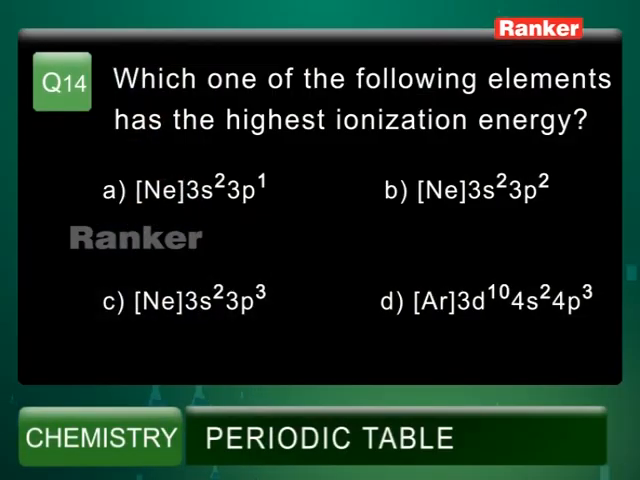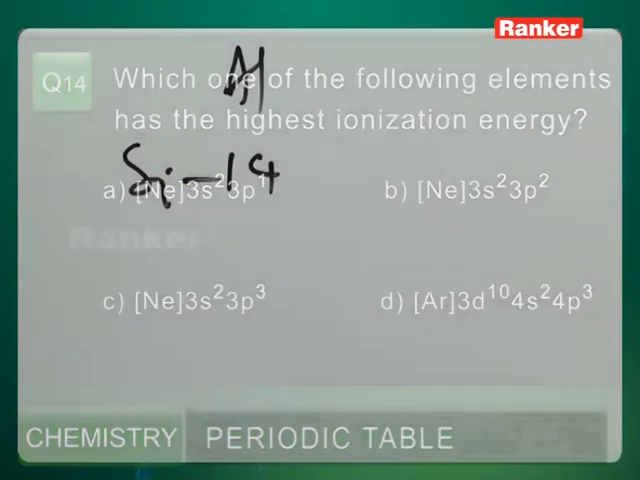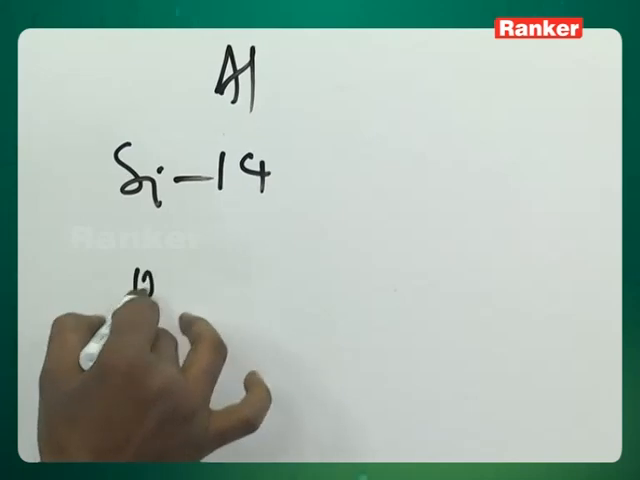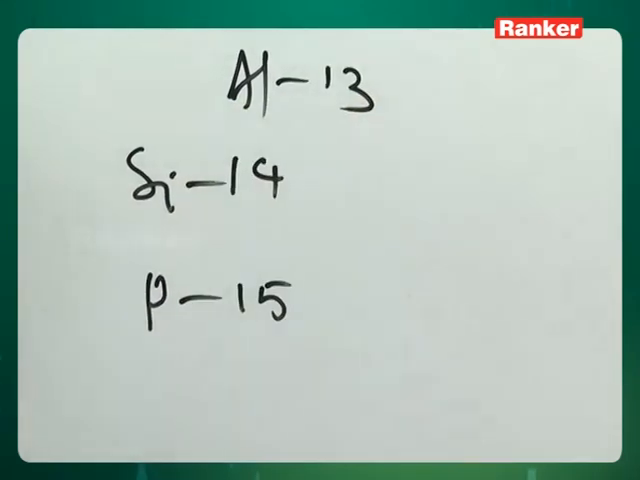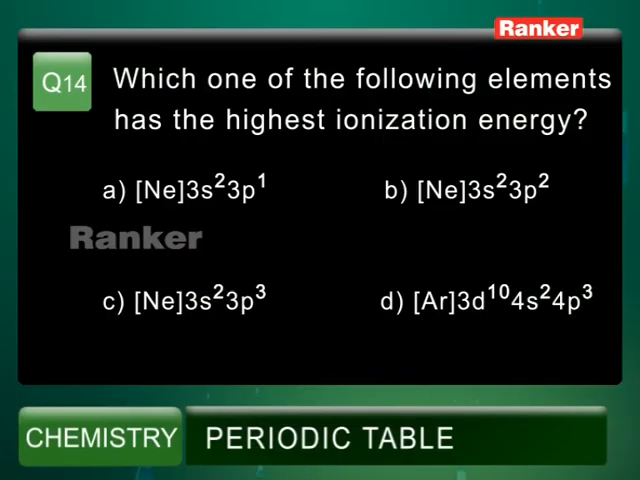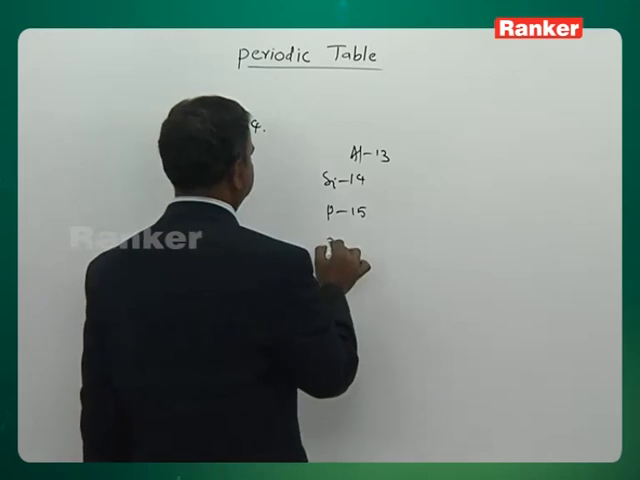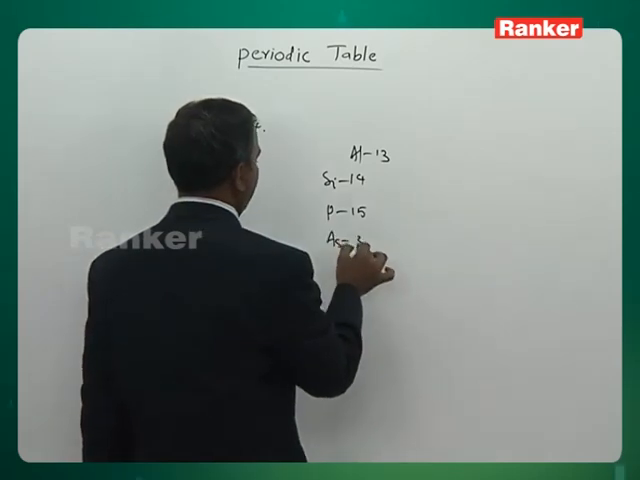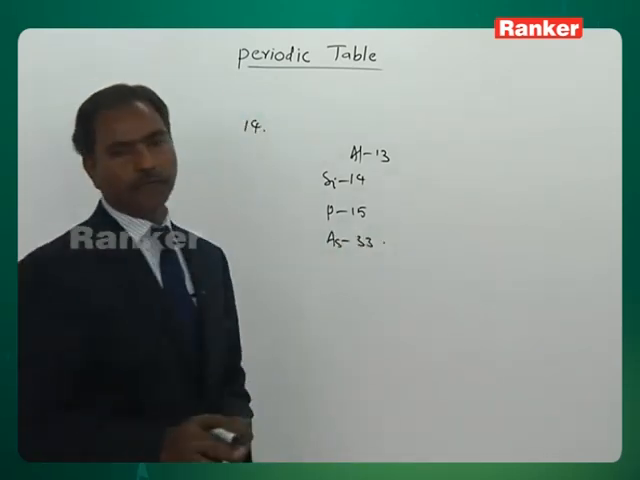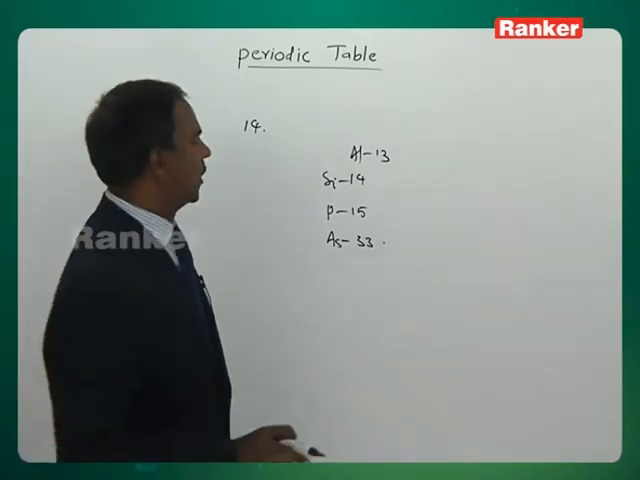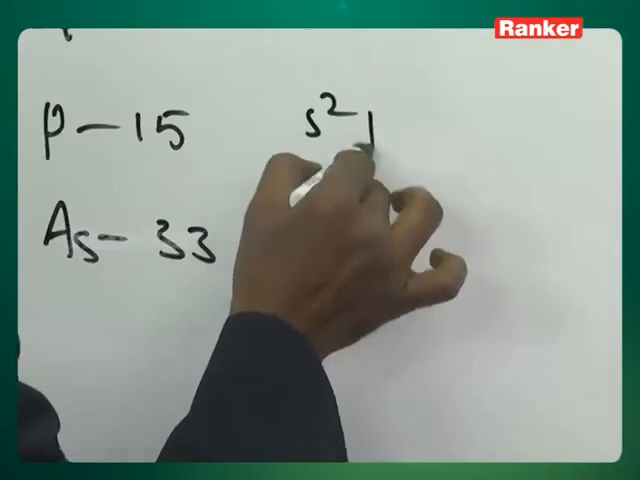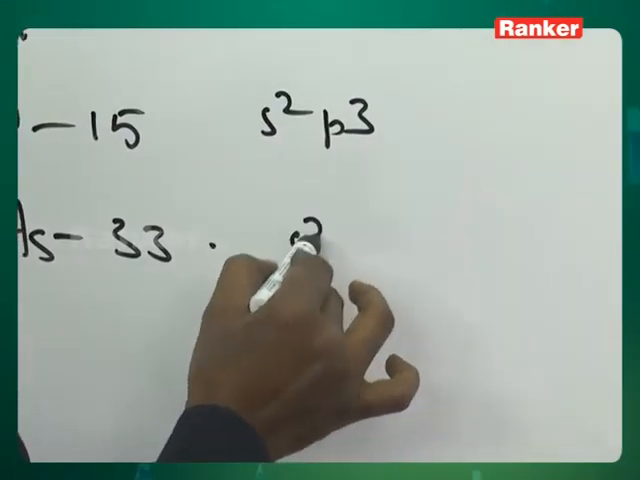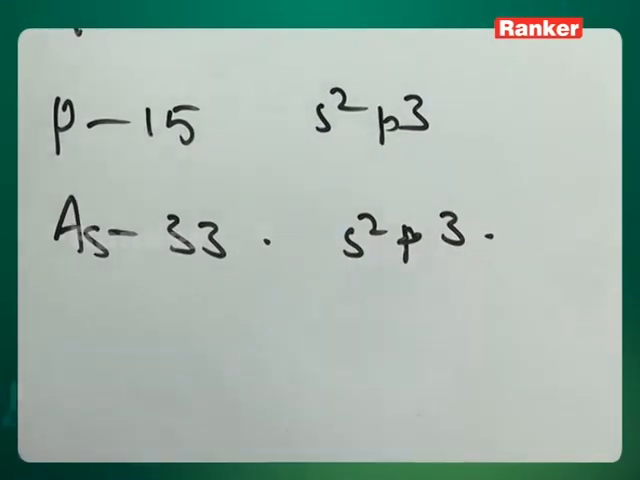And C, neon 3s2 3p3, represents phosphorus with 15 electrons. Coming to the next, D, argon 3d10 4s2 4p3. This represents arsenic with 33 electrons. Now we consider this: this has an s2p3 configuration, and this also has an s2p3 configuration.